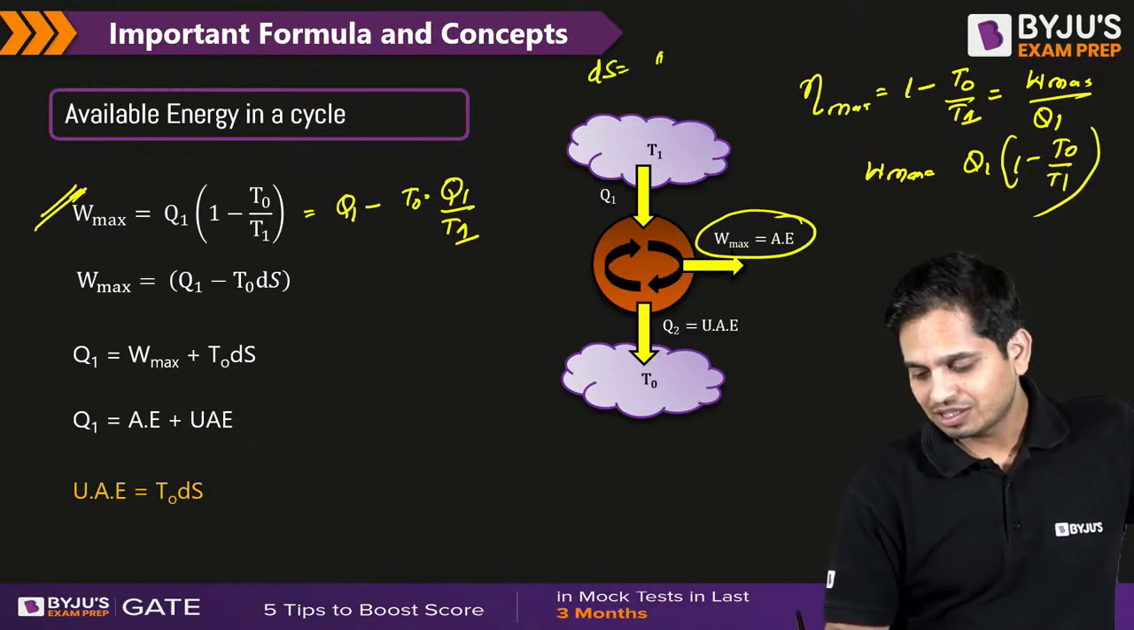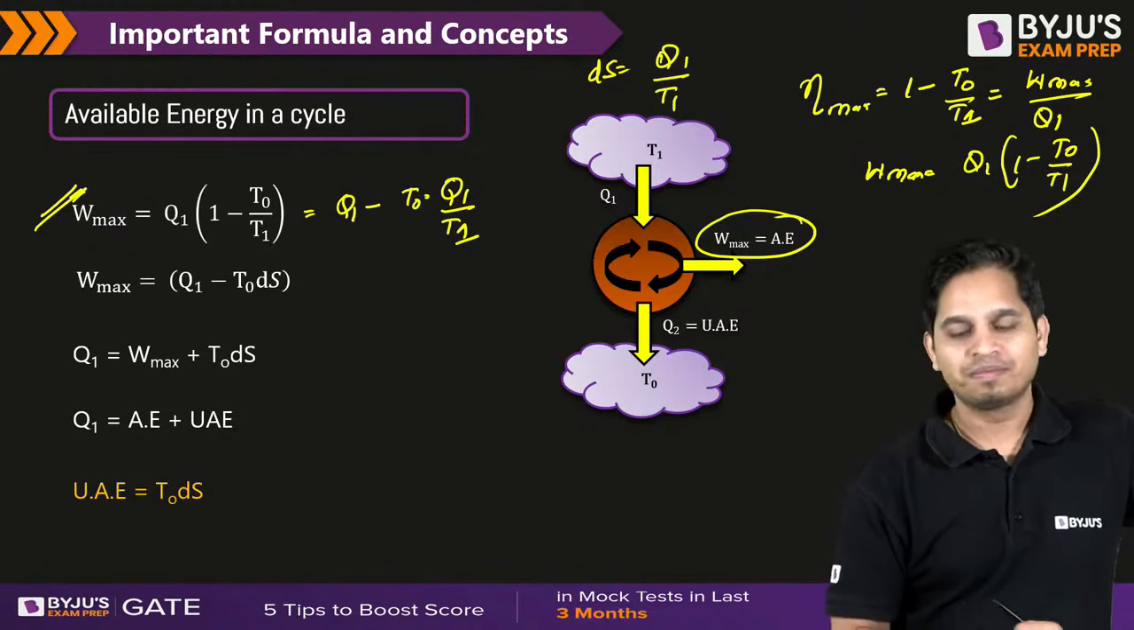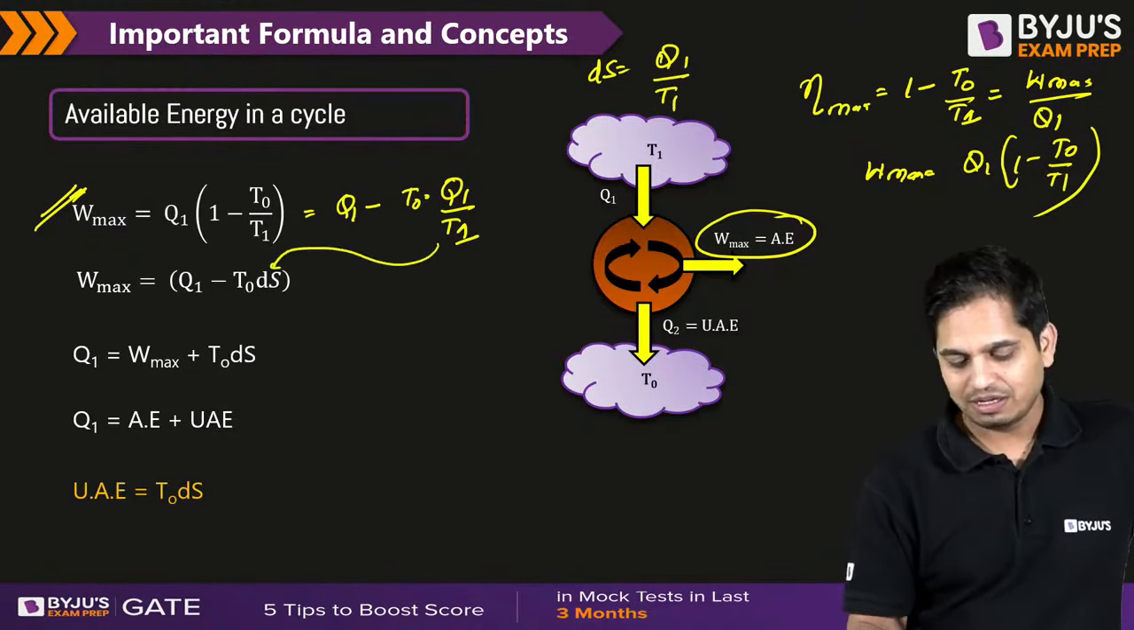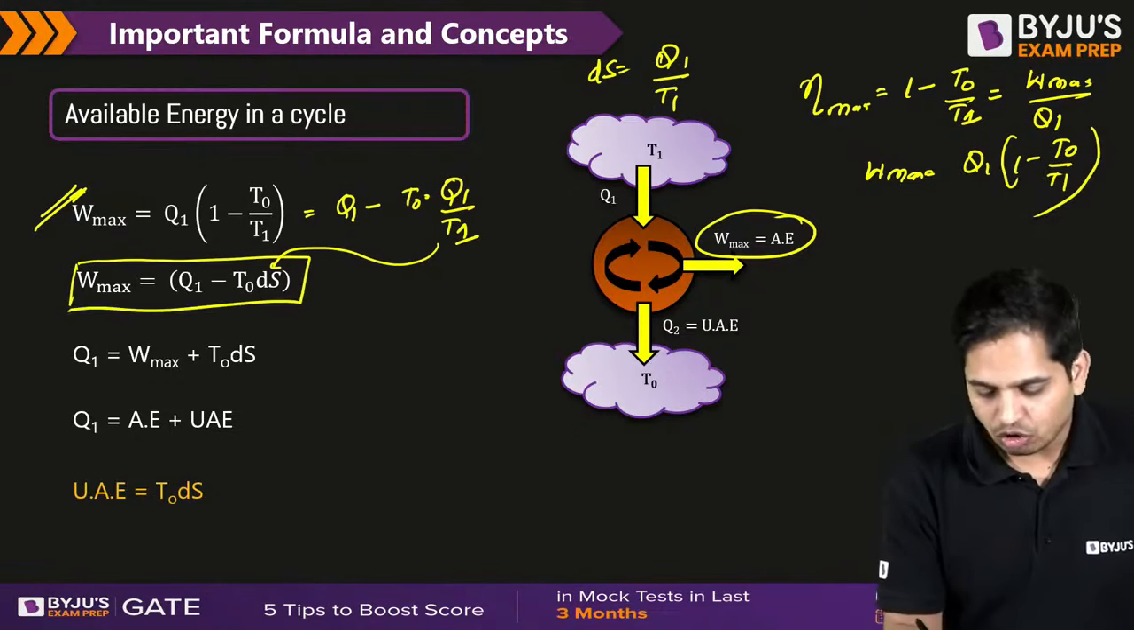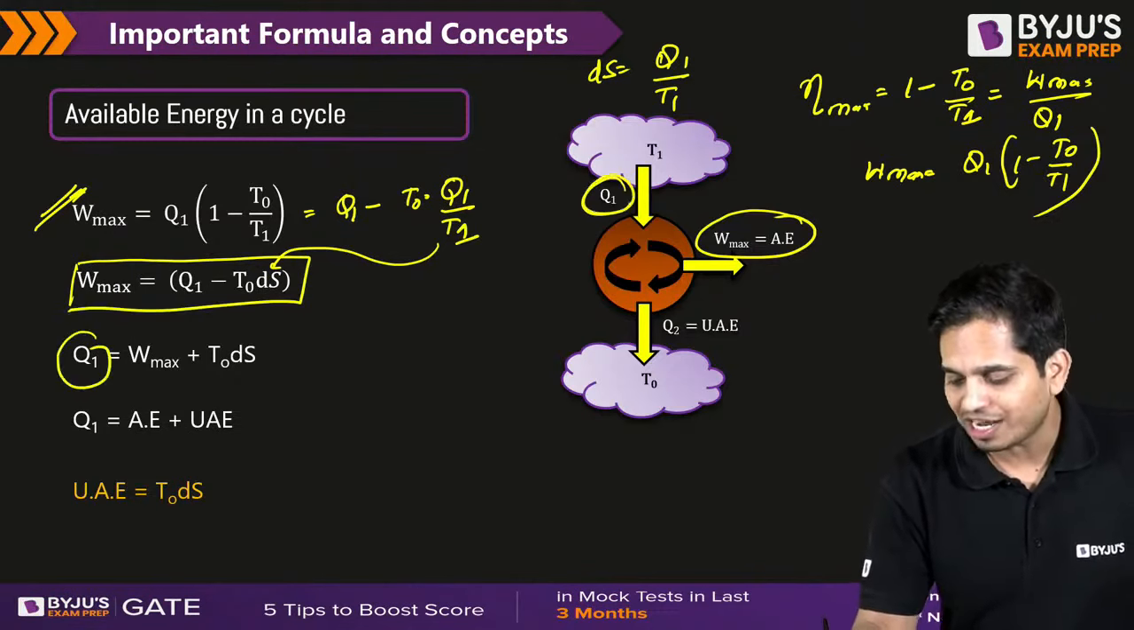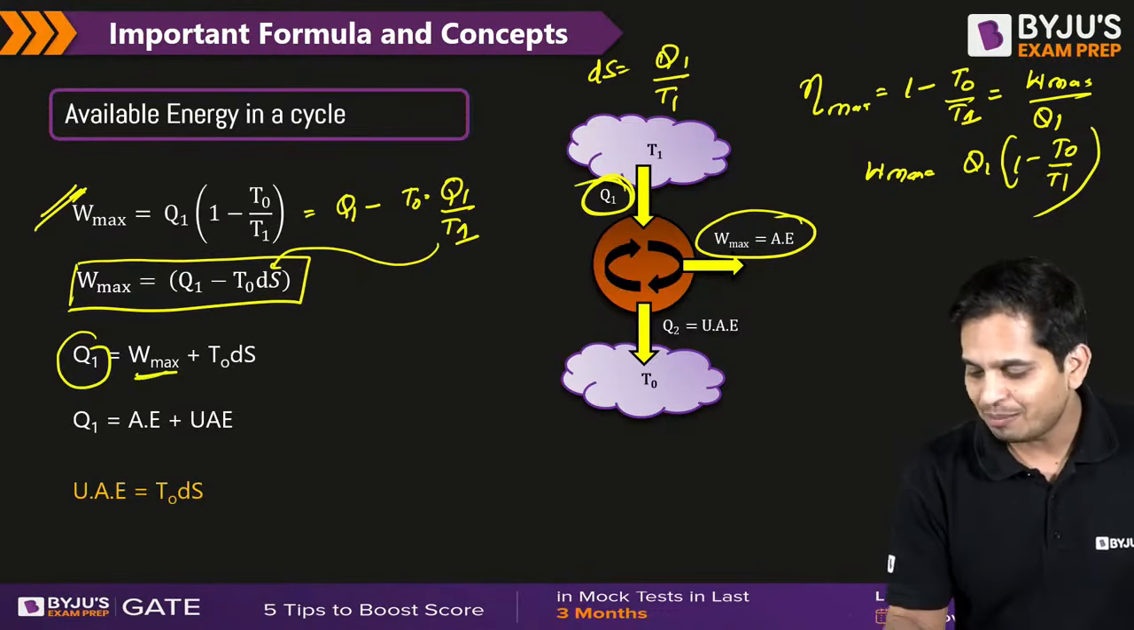Okay? So if I modify this, I also know Q1 minus T naught Q1 by T1, and what is ds? It is Q1 by T1 only, no? So I can replace this by this. So I'll get this. If I rearrange, this is what I am giving to the system. This is the available energy.